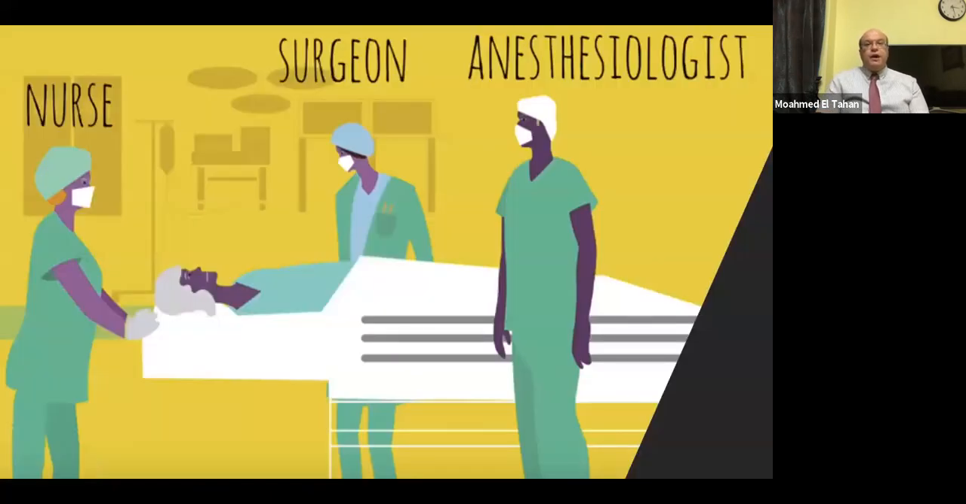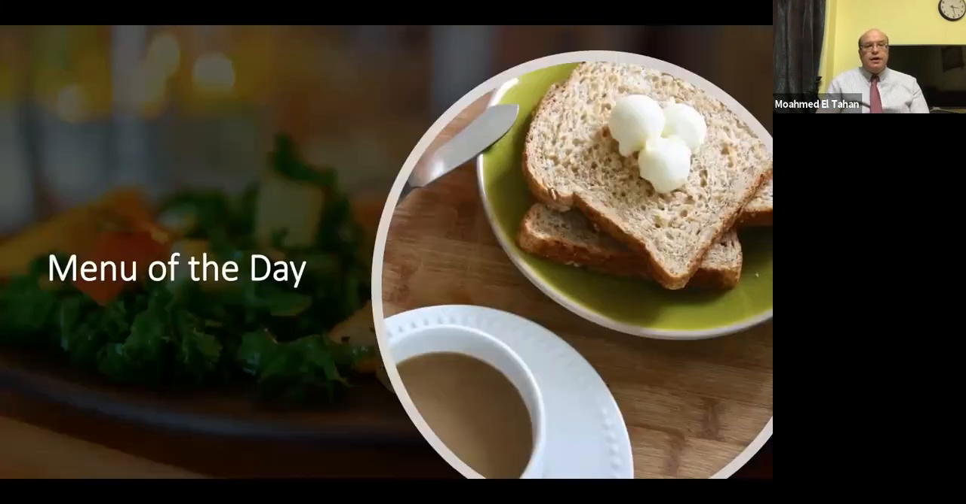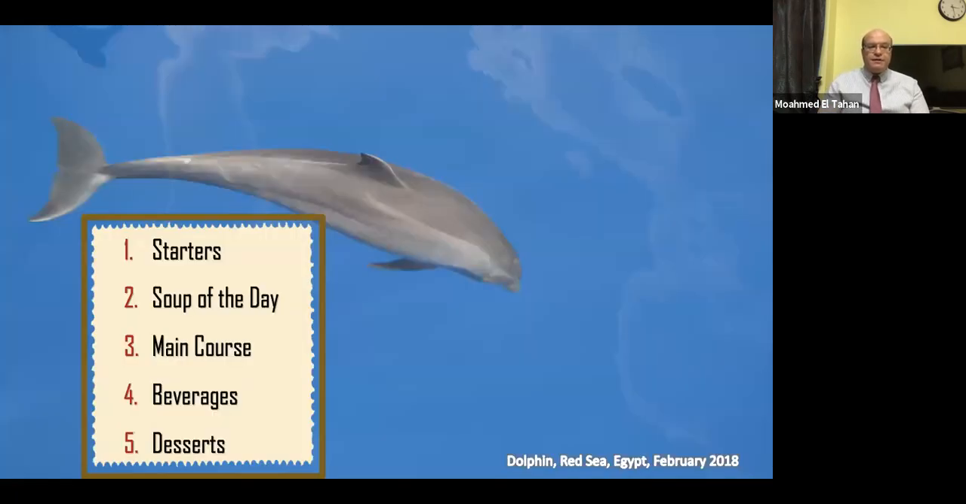We are talking about a strong ring, including three rings: nurses, surgeons, and anesthesiologists. As thoracic anesthesiologists, we are offering a menu of the day for our colleagues from thoracic surgery. We have starters on the menu, soup of the day, main course, beverages, and desserts.